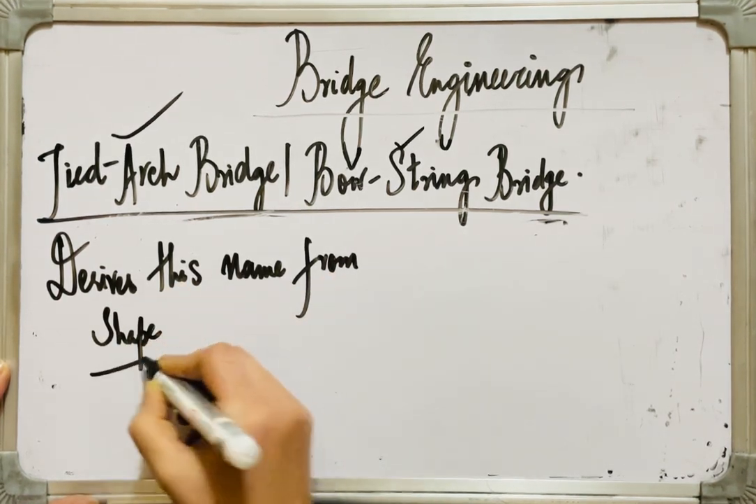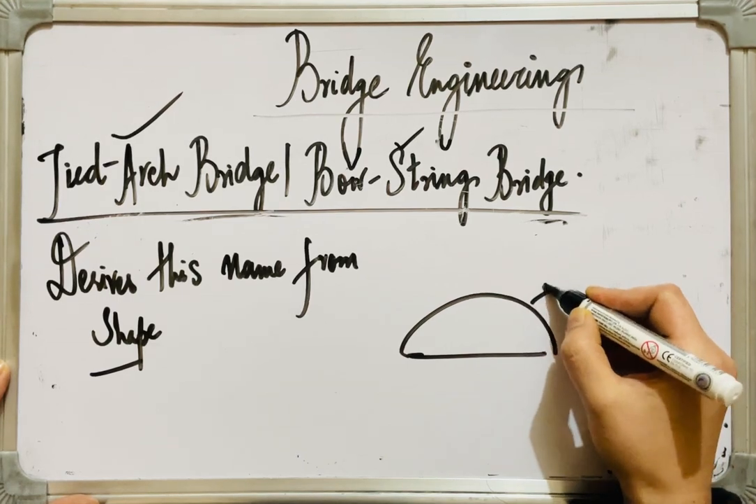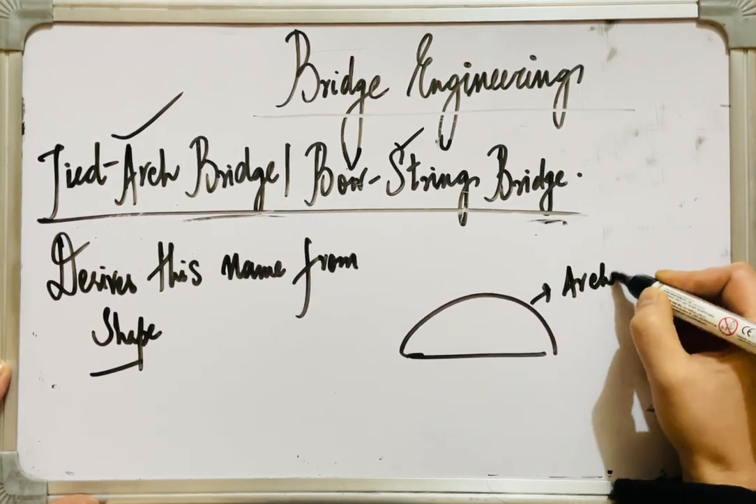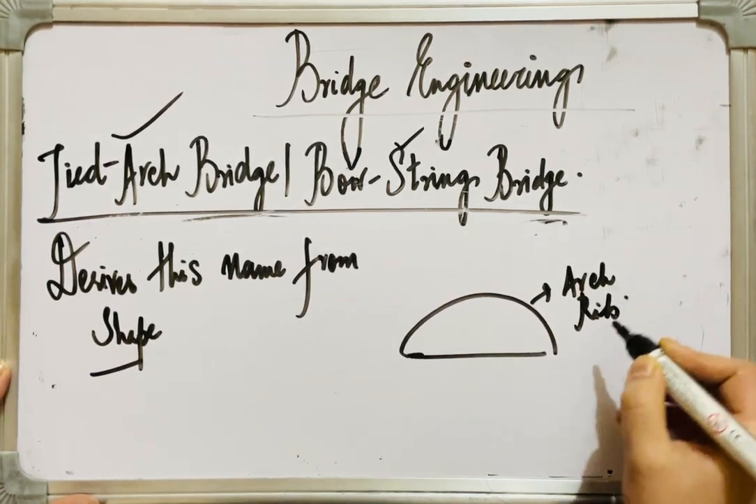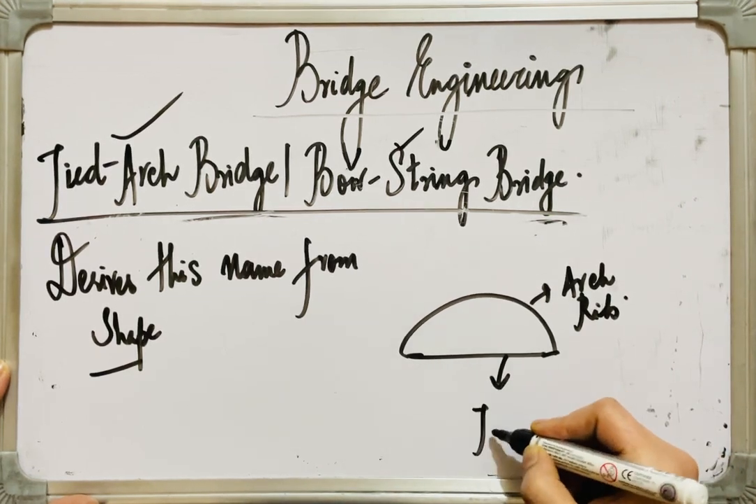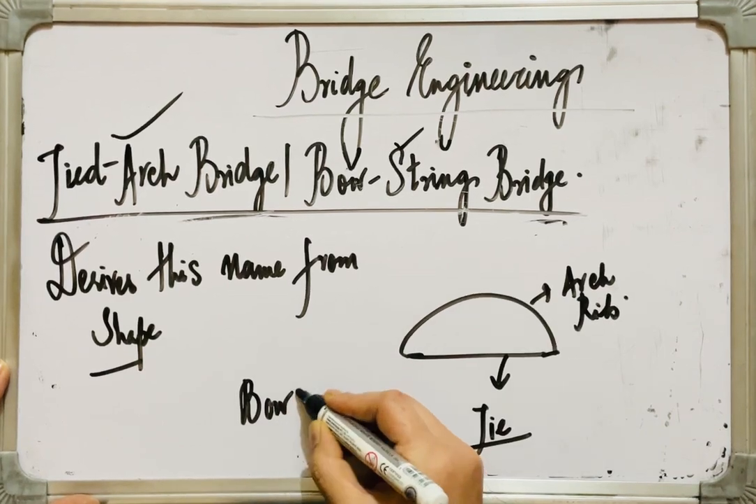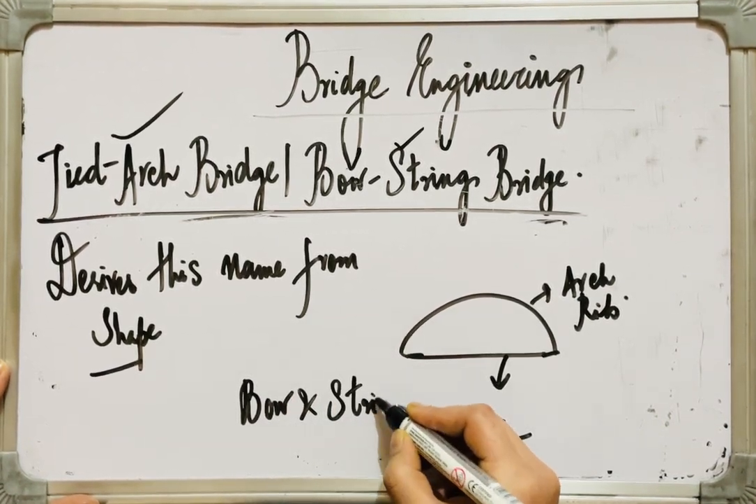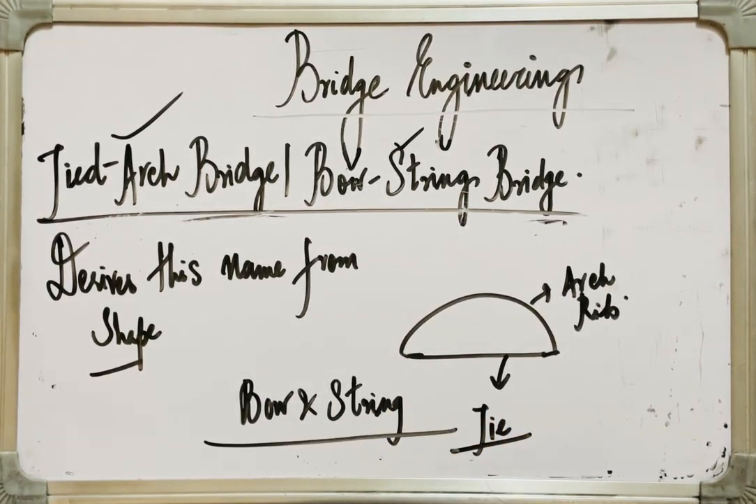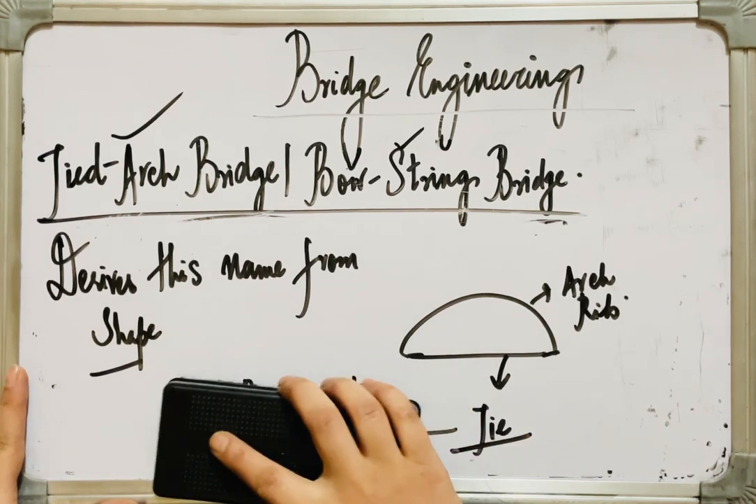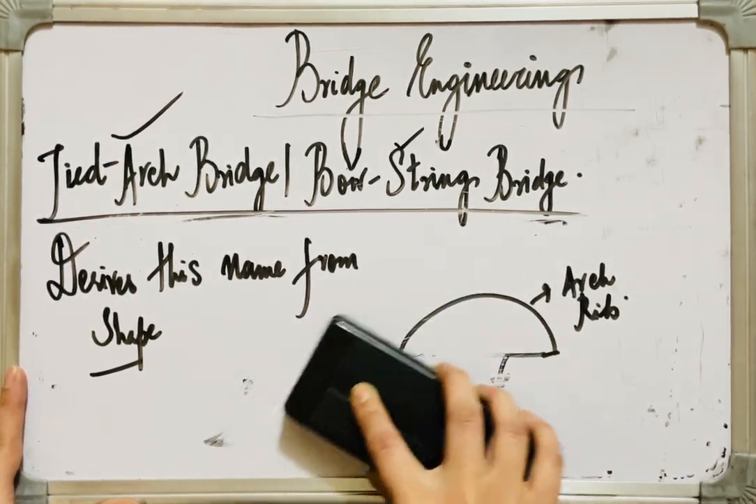As you can see in the diagram, the arch rib and the tie respectively resemble a bow and string. So since it resembles a bow and string, that's why it's known as a bowstring bridge.